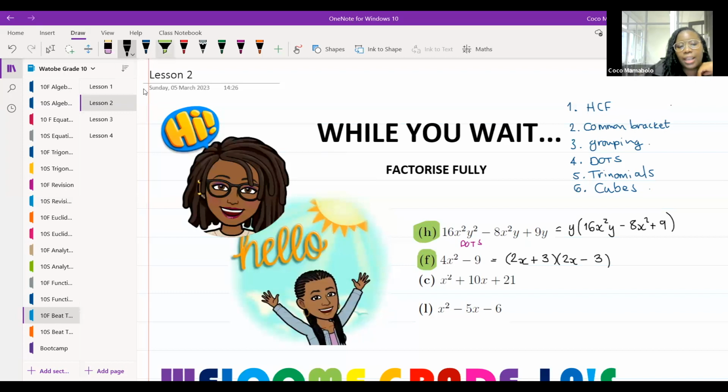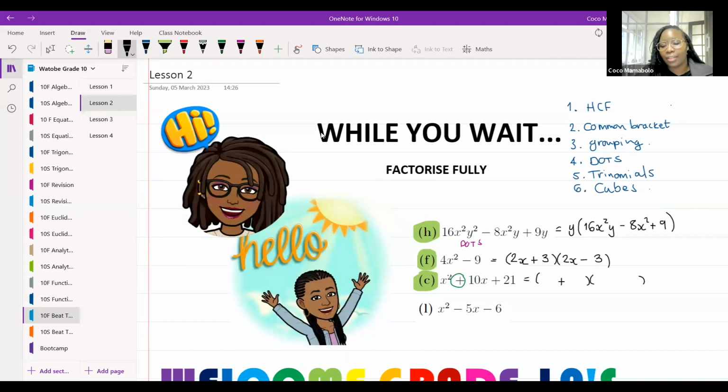All right, let's have a look at C, guys. What kind of factorization are we looking at for C? Is there a common factor? No common factor. Good. So we're not looking for a highest common factor. We're looking for a trinomial. We're factorizing a trinomial, guys. So we're going to open 2 brackets again, right? I know for a fact that one of my factors is plus.